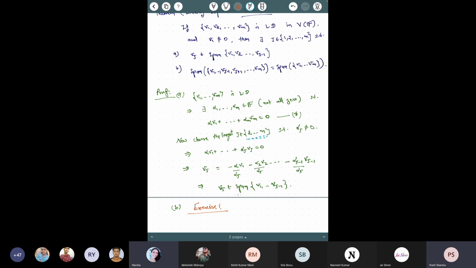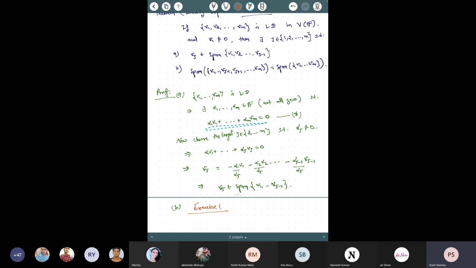Wait. Alpha 1, I'm not saying alpha 1 cannot be 0. When did I say that alpha 1 cannot be 0? What I'm saying is that, you see here, I'm not doing anything. I'm just following the result. I'm following the definition. If it is linearly dependent, then there exist these scalars such that not all of them are 0, and this linear combination is 0.